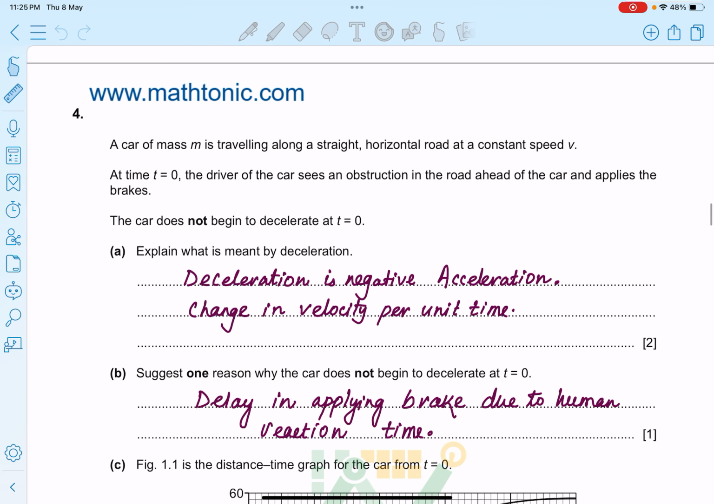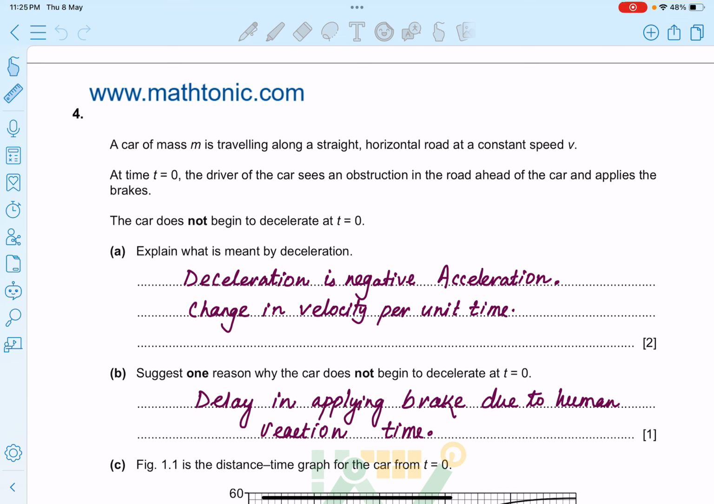Next question. A car of mass m is traveling along a straight horizontal road at constant speed v. At time t equals 0, the driver of the car sees an obstruction in the road ahead of the car and applies the brakes. The car doesn't begin to decelerate at t equals 0. What is meant by deceleration?